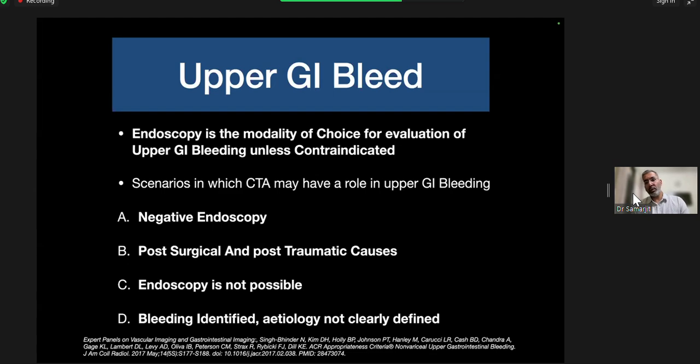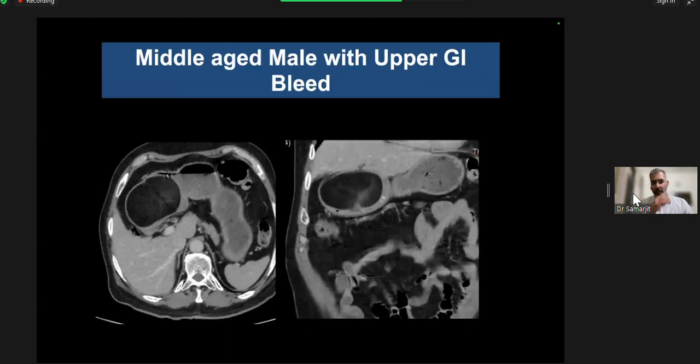The other thing where you do a CT is where they try and put in an endoscope, or the bleeding is so torrential, or the patient is so unstable that you cannot do an endoscopy. So sometimes, at least in our practice, those patients come directly to CT. So here is a patient who had an endoscopy.